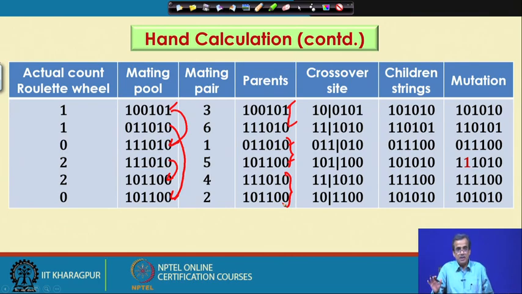Now, I have got the mating pairs. The population size is 6. So, there will be 3 mating pairs, because each pair consists of 2 solutions.